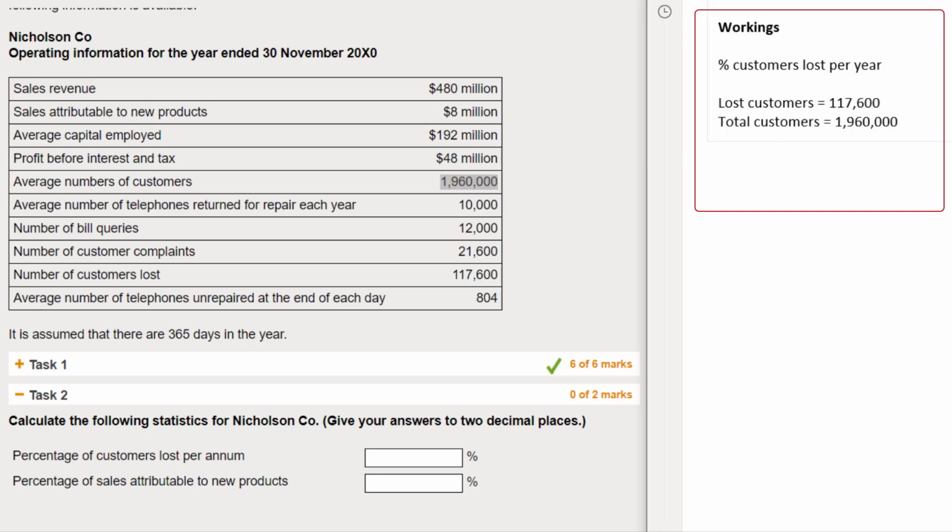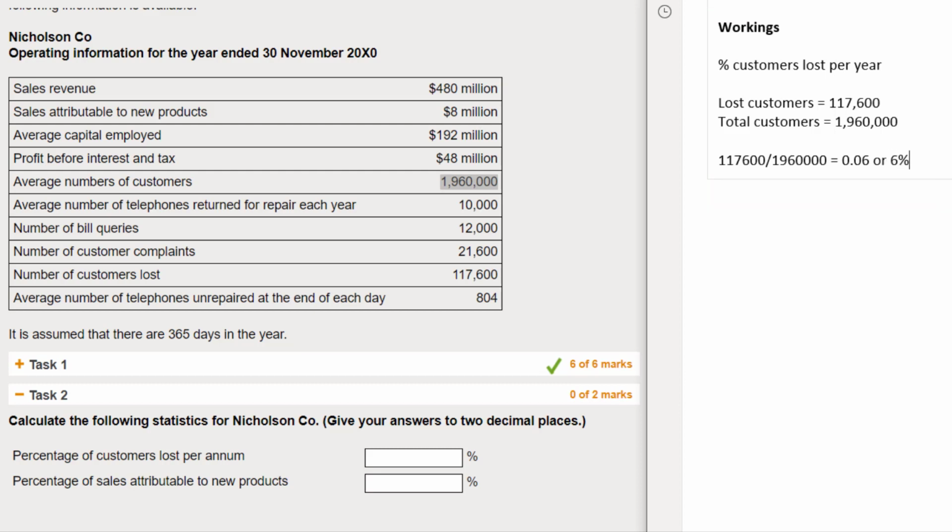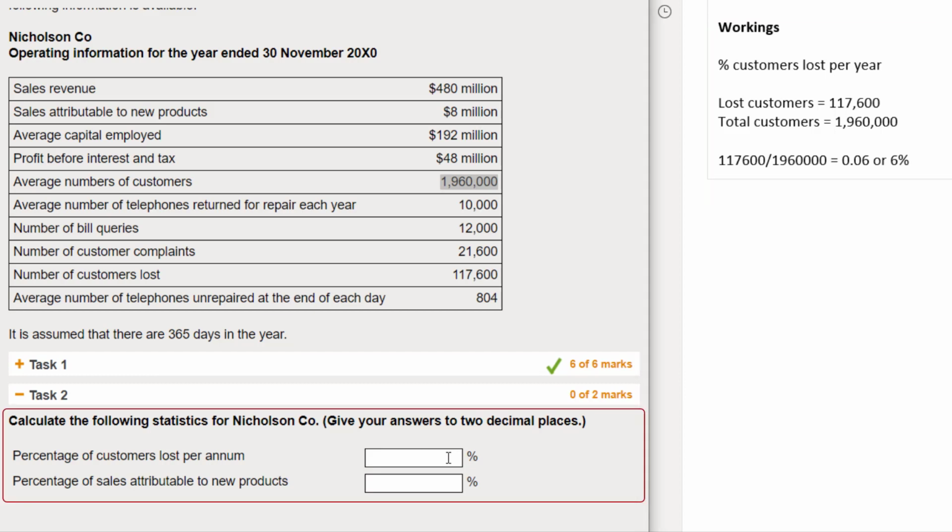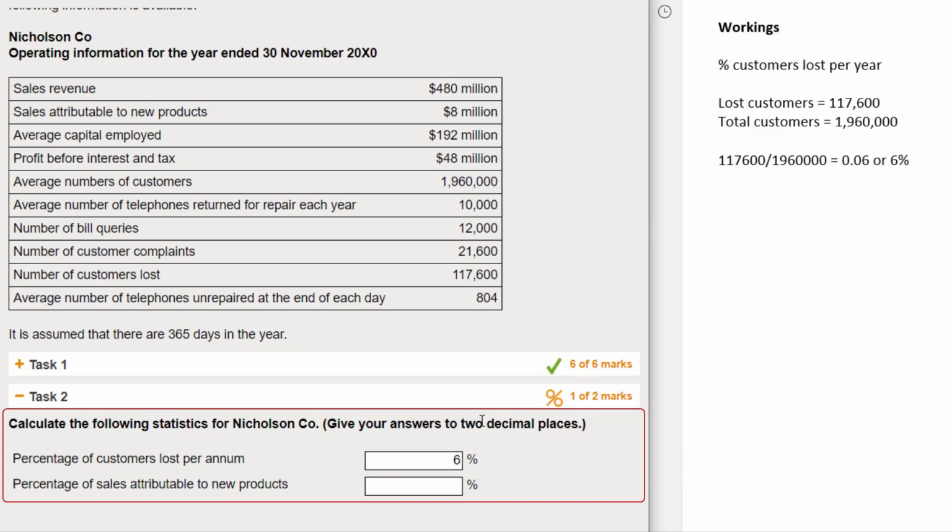So what's the percentage that are lost then? So I need to work out what percentage is 117,600 out of the total of just under 2 million, 1,960,000. So let's work that out as a percentage. 0.06, and I need to remember with percentages I have to times by 100, don't I? So that is 6%. Great, so I can put my first answer in here, 6. And now just to be careful that I answer the question, it says 2 decimal places, and so 6.00.